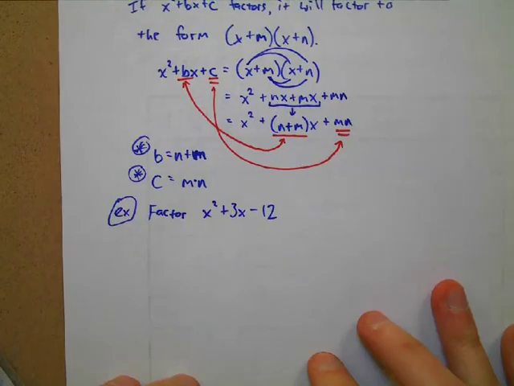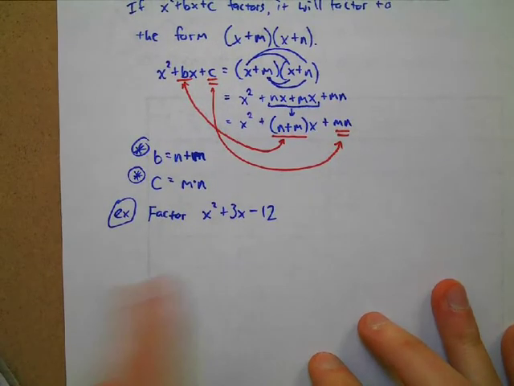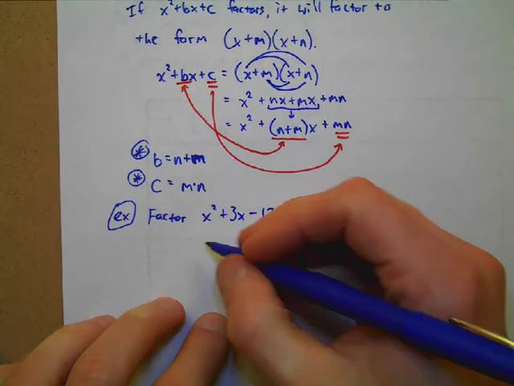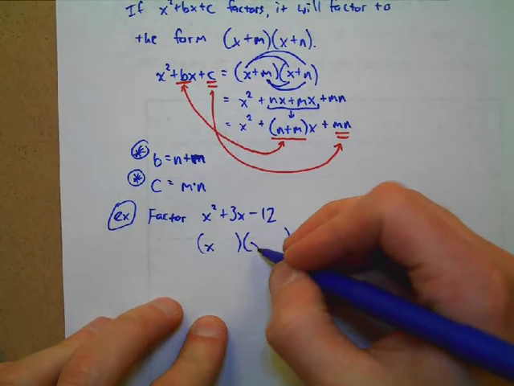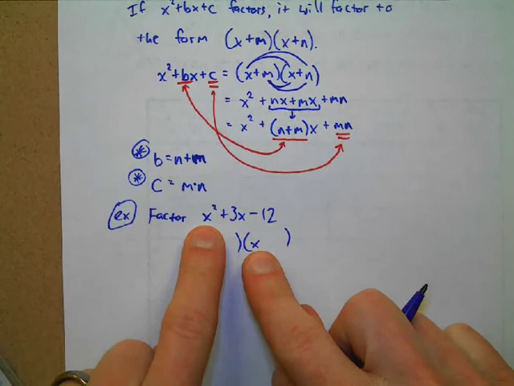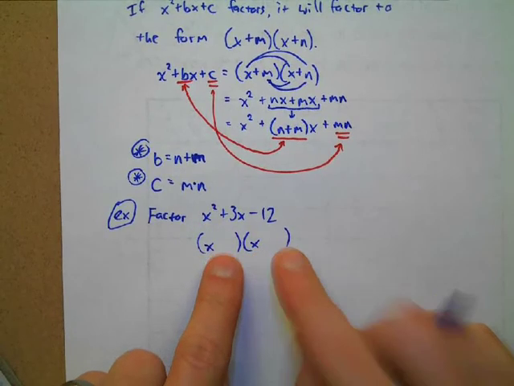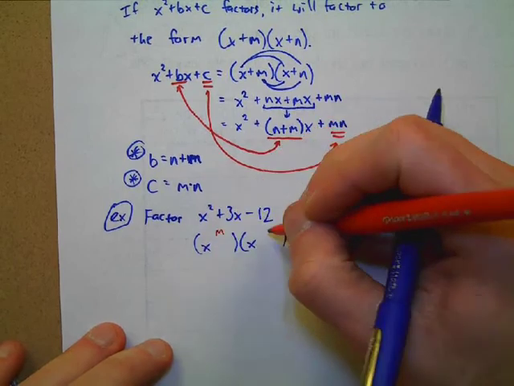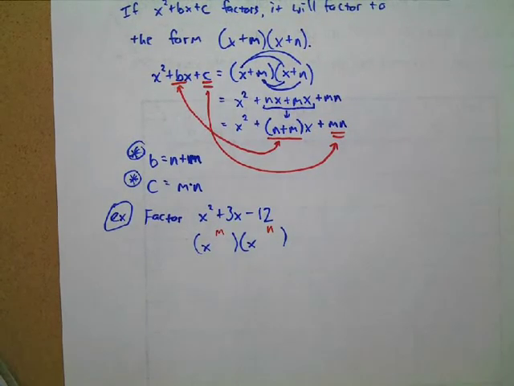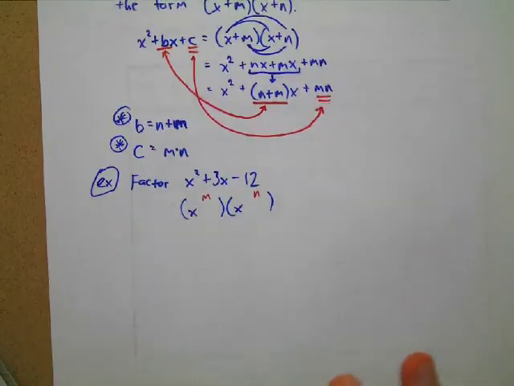Okay. And so we know that if this thing is going to factor, it will factor to two binomials, right? We'll have to have an x and an x, because the x times the x will make that x squared. And then we've got to figure out our m and our n.